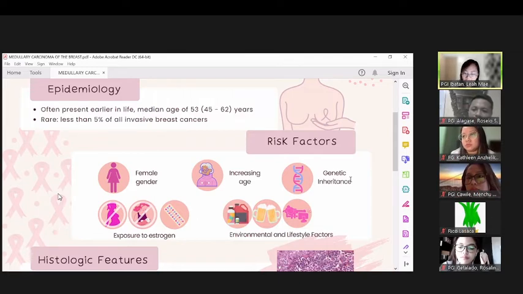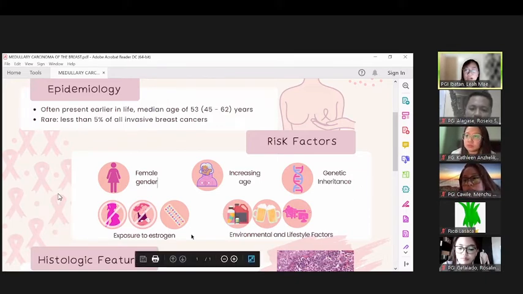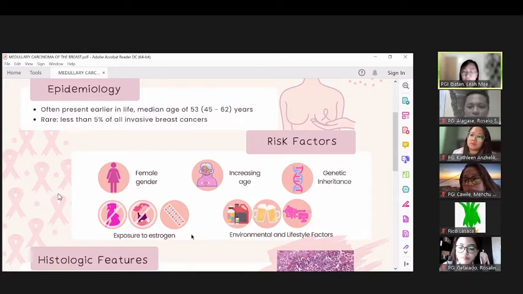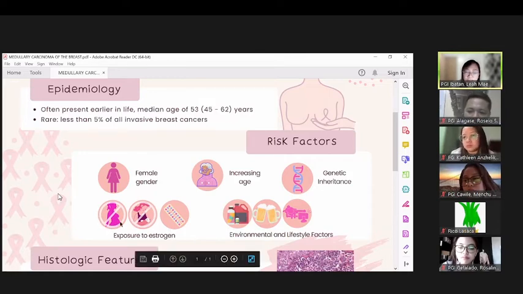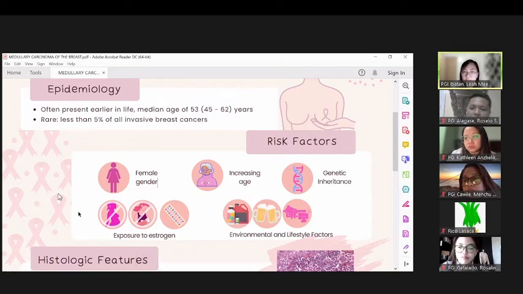Then increasing age and genetic inheritance. Mostly if you have first degree relatives with breast cancer, there is a higher risk of acquiring breast cancer. And then exposure to estrogen. The role of estrogen is that it stimulates hormone receptor positive breast cancer to grow, or it helps in proliferation of the breast cancer cells. First is nulliparity, not having been pregnant, because the ovulatory period is continuous.